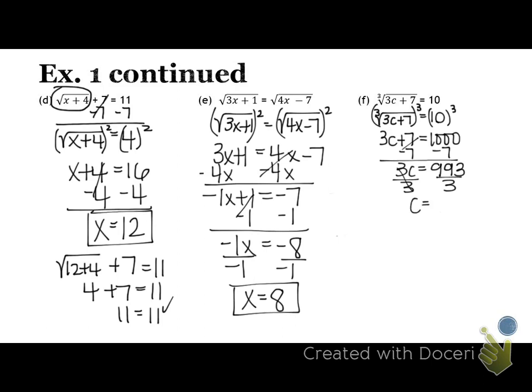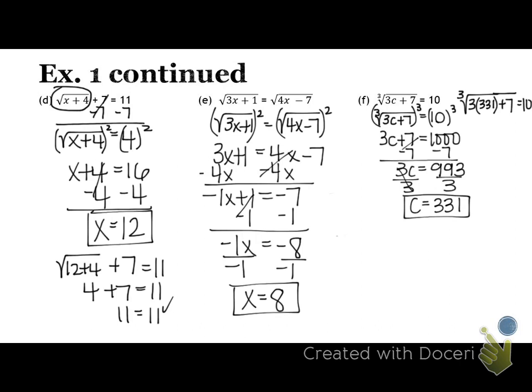So c equals 331. Awesome. Now box it in, but we still got to check it. We've got the cubed root of 3 times 331 plus 7, and that is supposed to equal 10. Now, when you grab your calculators, make sure you're putting in the cubed root. On my calculator, you have to hit the shift button and then the square root button, and that gives you the cubed root.